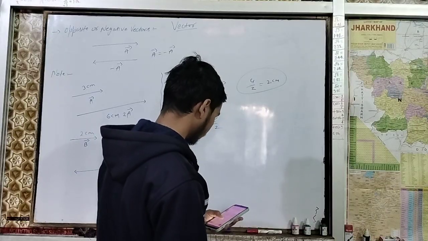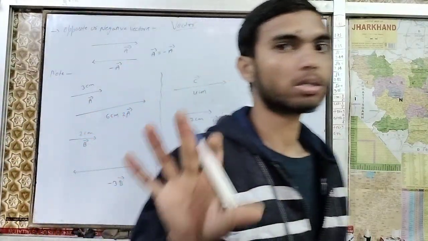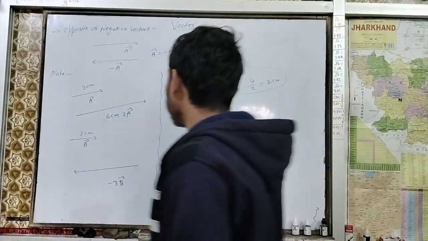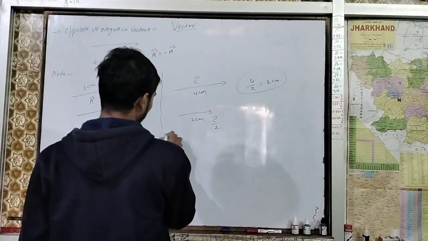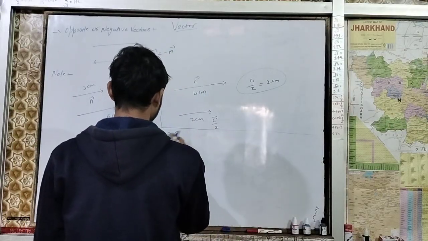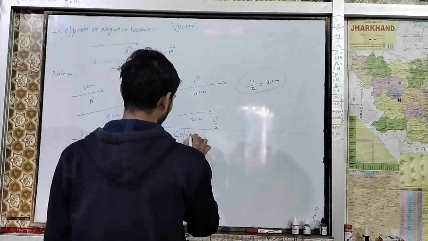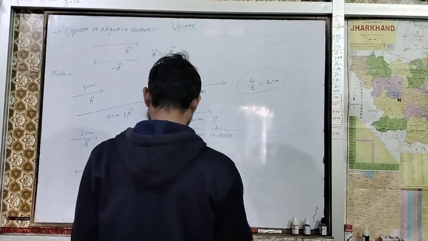It becomes a null vector. Now the next type of vector which we have, it was about the negative of any vector, which is a type of vector. Now we are moving to the next type of vector, which is coplanar. Coplanar. I think it is also not difficult. Coplanar vectors.